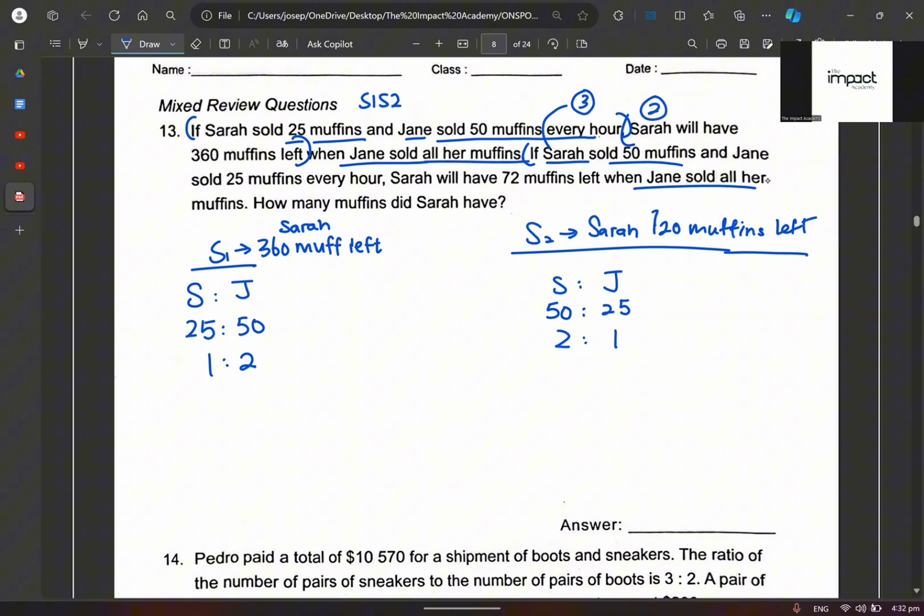Am I making sense? What if Jane sold all her muffins? Why is it that the ratio is different? The ratio has to be the same for this person called Jane. Why is it that her ratio has to be the same? Because she had nothing left. That means she sold everything else. So you're just going to times 2 to this, and times 2 to this, we get 4:2. Now this makes way more sense.